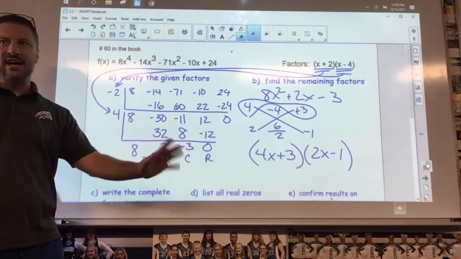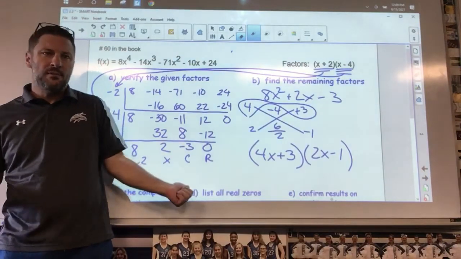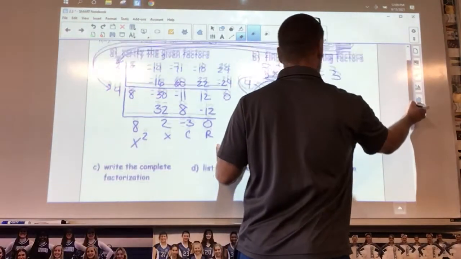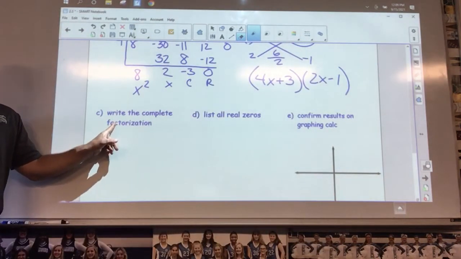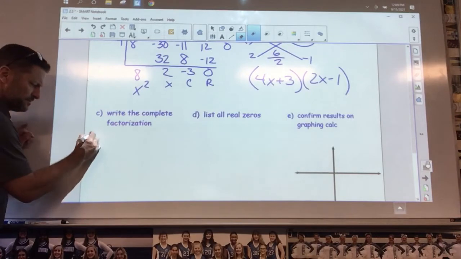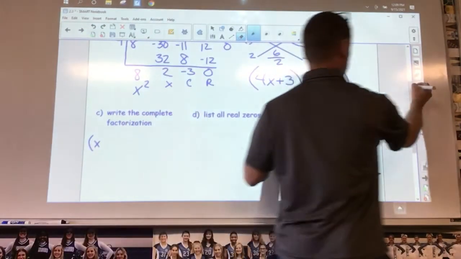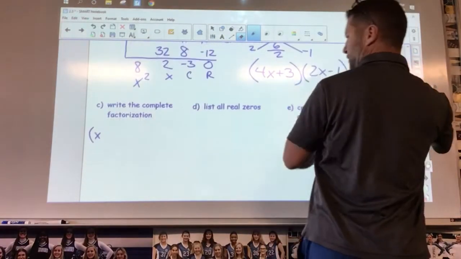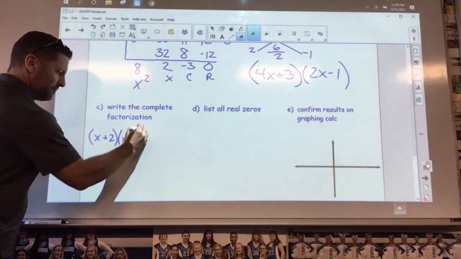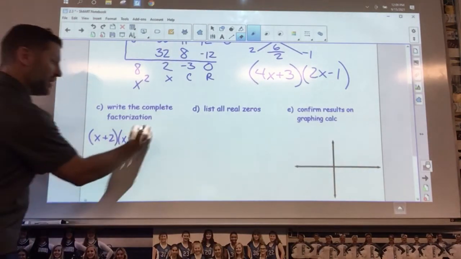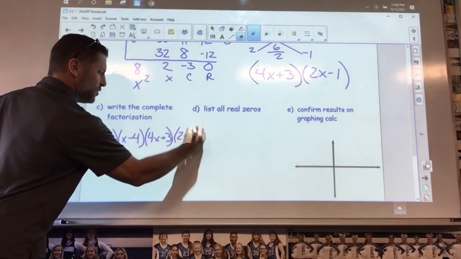Now, all your work is done. All you have to do now is compile all of your answers the way they want it on the bottom. Write the complete factorization. What was the first one? Was it x plus 2 or x minus 2? Plus. We used the negative. X plus 2, x minus 4. And the other 2 factors are 4x plus 3 and 2x minus 1.